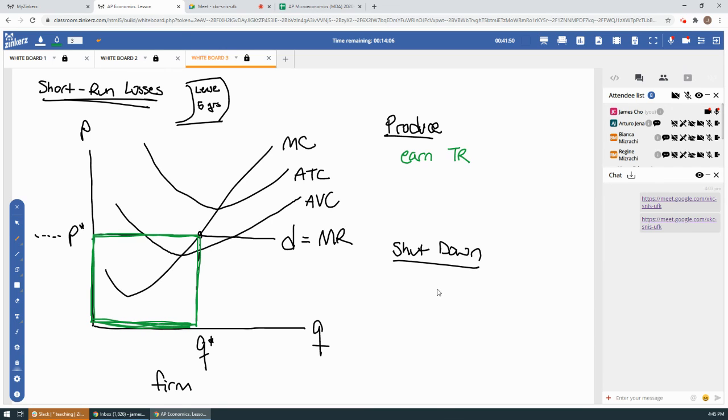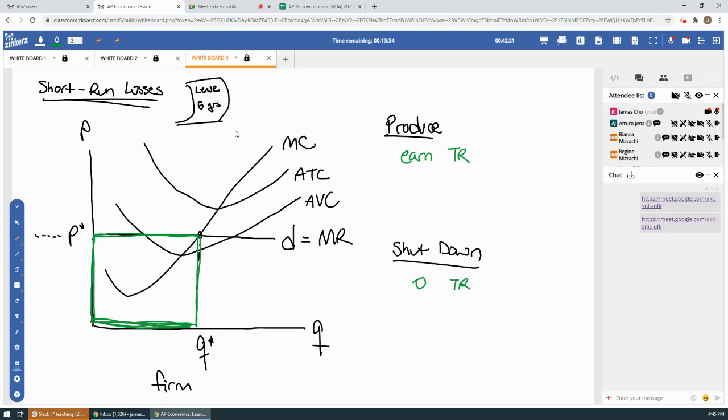What happens if I shut down? How much revenue do I earn? Zero. I shut everything down. I have no total revenue whatsoever. But how can the firm shut down if there's a lease of 5 years? So shutting down, again, doesn't mean you exit the industry. It doesn't mean you just break this contract. Shutting down means, okay, I'm going to pay the rent, but stop producing.